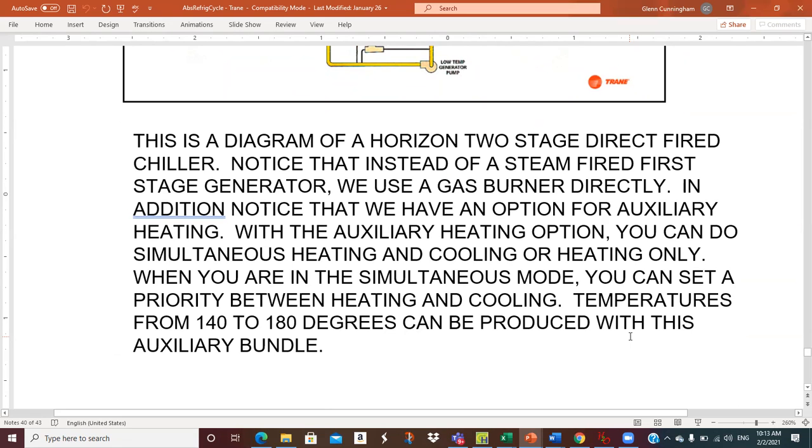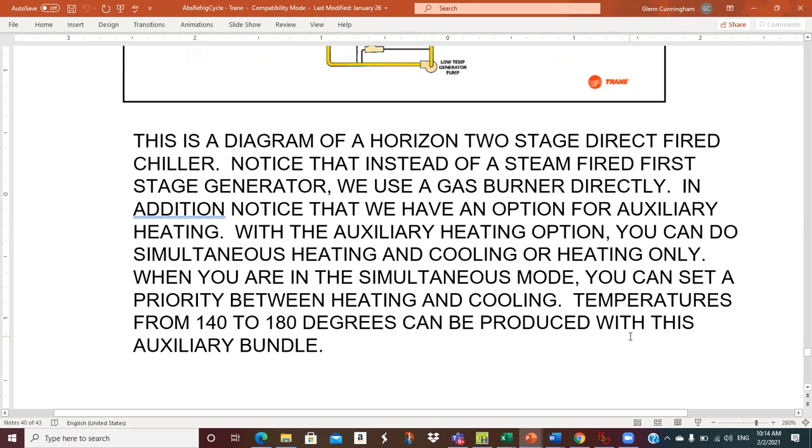You could not run the chiller side. When you're in the simultaneous mode, you can set a priority between heating and cooling. Temperatures from 140 to 180 degrees can be produced with this auxiliary bundle. Okay, I would have thought you'd get hotter, but I guess not. But still, 140 to 180, that's good enough for building heat or domestic hot water.